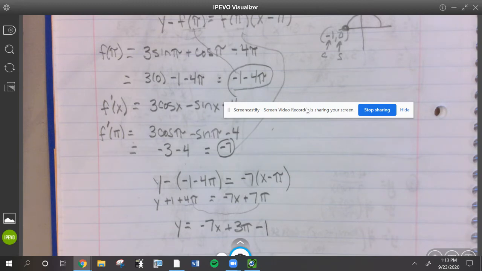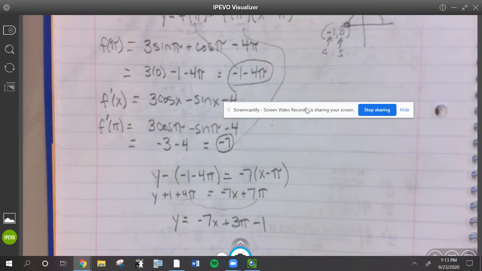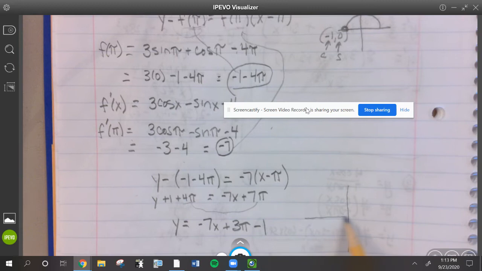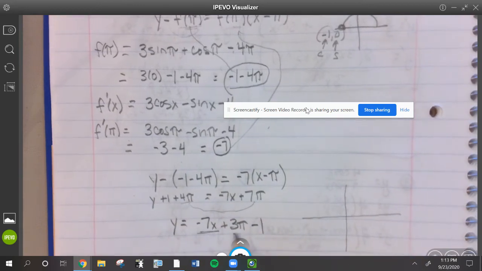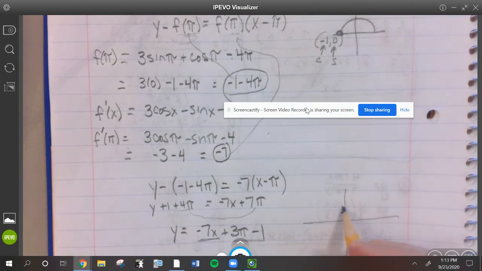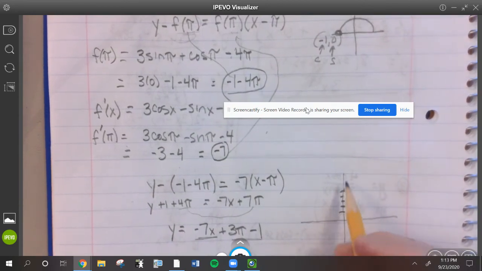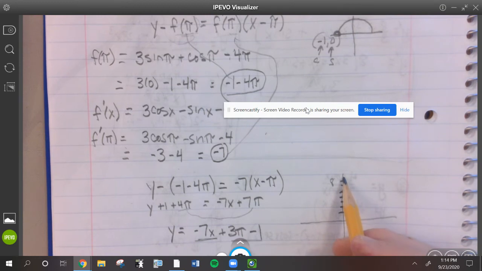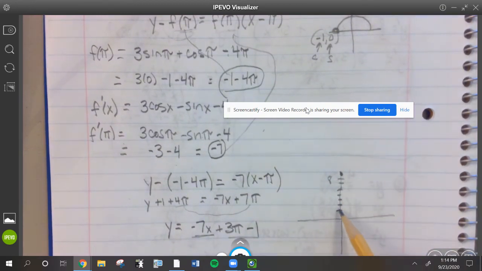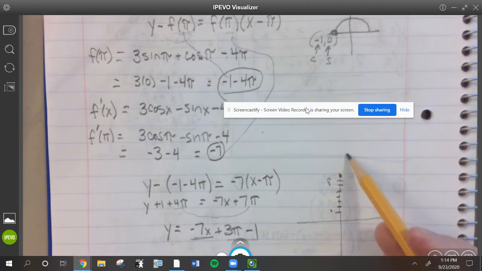It's a strange looking answer. It's a strange looking tangent line, but if you think about it, it's still y equals mx plus b. So this is mx plus b. 3 pi minus 1 would be 3 times 3.14 minus 1, or 9 minus 1, 8. It's a little bit over 8 because pi is a little bit over 3. So if this were 8, say, we're up here. Negative 7 is the slope, down 7 over 1. So the tangent line would look like this.